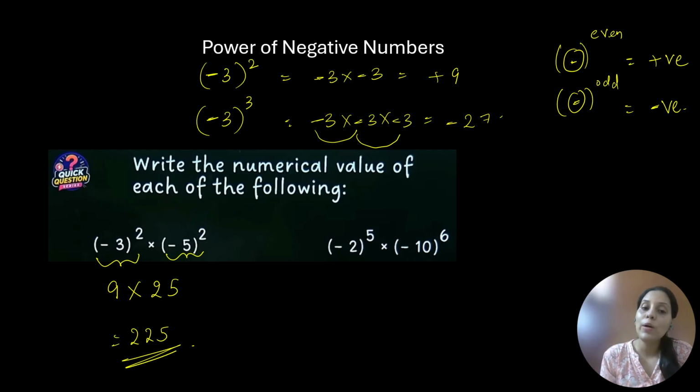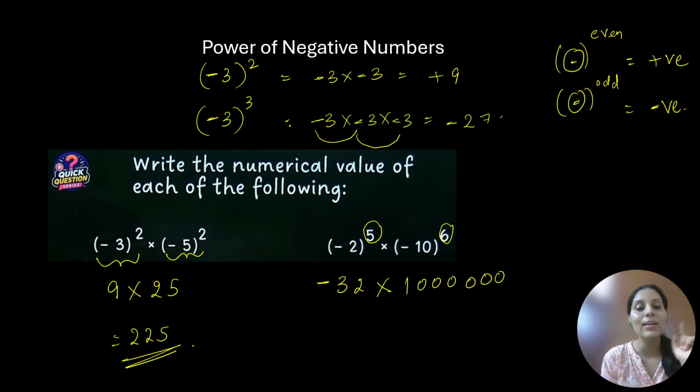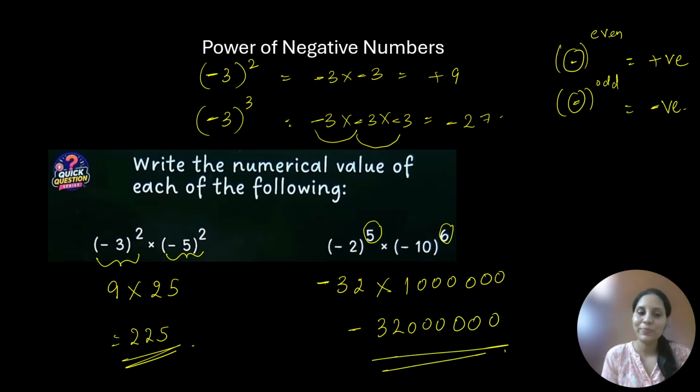Now, minus 2 power 5, that means 2 is repeated 5 times. 2 into 2, 4, 4 into 2, 8, 8 into 2, 16, 16 into 2, 32. But what will the answer become? Negative, because the power is an odd number. Similarly, 10 power is very easy. If you have power 6, it means you have 6 zeros. Okay, since the power is even, the negative becomes positive. So what do we get? Minus 32. So this one, yeah, this is the answer.